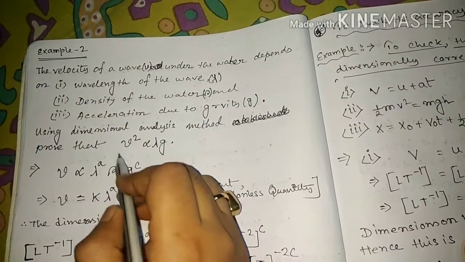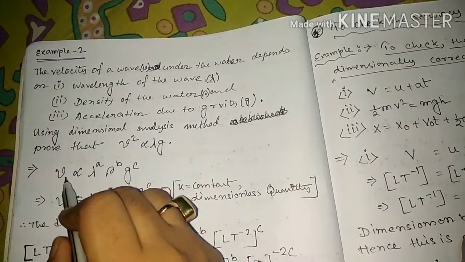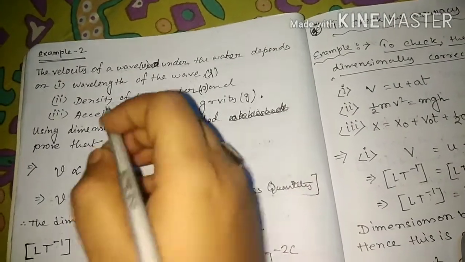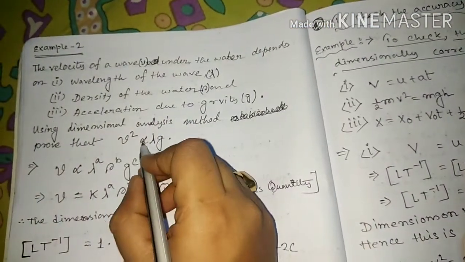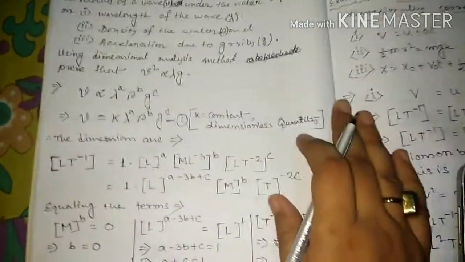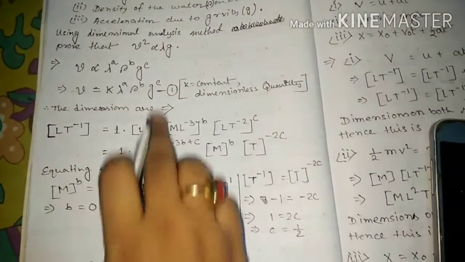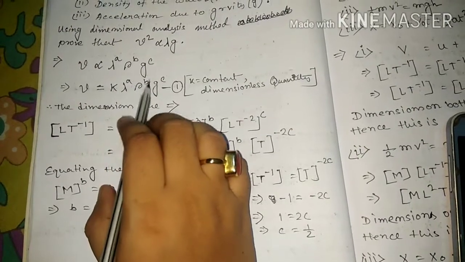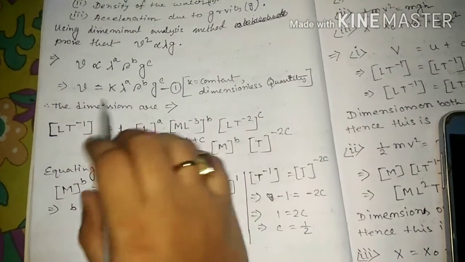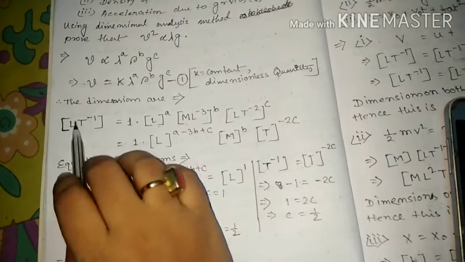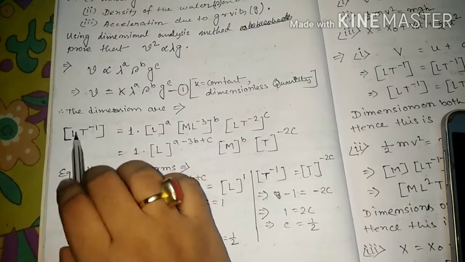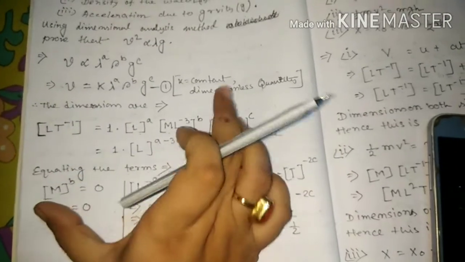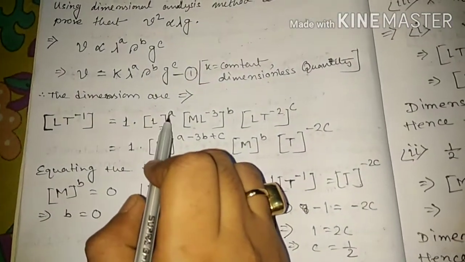That means first of all we construct the equation of velocity of a wave in terms of lambda, rho and g. Then we remove the constant term, so we easily write the proportionality sign. This is equation number 1, our main equation. Here we find the values of a, b and c. So the dimension of velocity is L t to the power minus 1. No m term is there. K is 1, lambda is a wavelength, only L. So L to the power a.